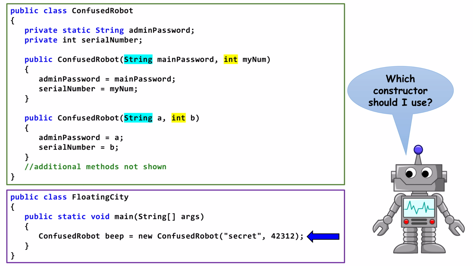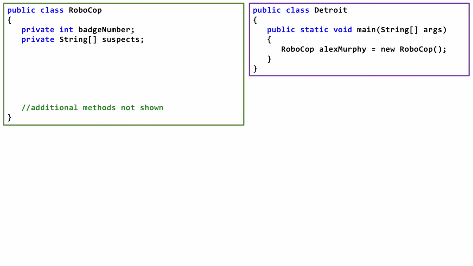Now on to the main method in the Floating City class. We are creating a new ConfusedRobot object and passing it a string, followed by an int. Java has no way to determine which constructor we want to call. For this reason, we would get an error if we tried to build the ConfusedRobot class. Let's look at a final example.